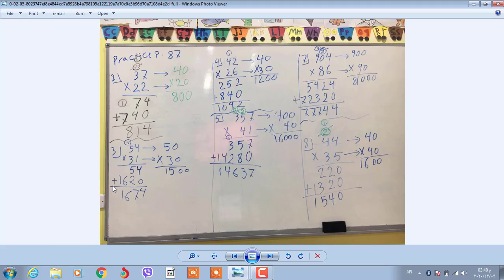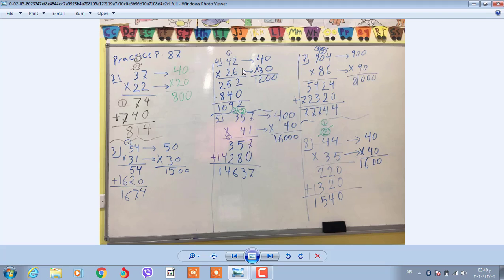Now we need to add both of them. 4 plus 0, 4. 5 plus 2, 7. And bring down 16, equal to 1674. Okay, for estimate, because 4 is less than 5, the estimation for 54 is 50. For 31 also 30, because 1 is less than 5. So we have 50 multiplied by 30 equals, we write down 2 zeros because we have 2 zeros, and 3 multiplied by 5 equals 15, so we have 1500.